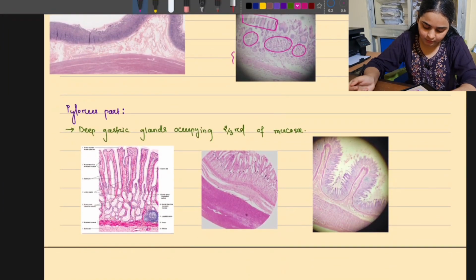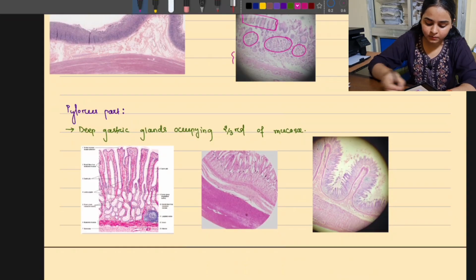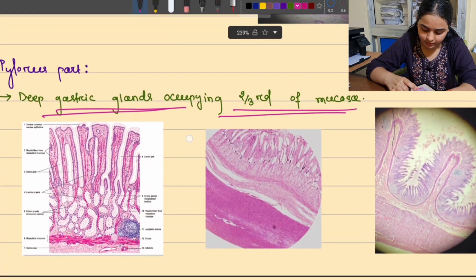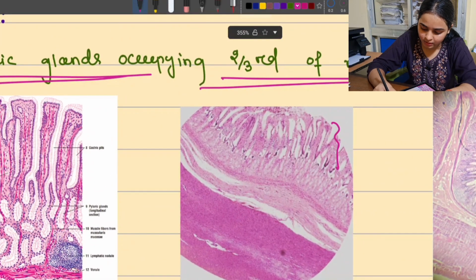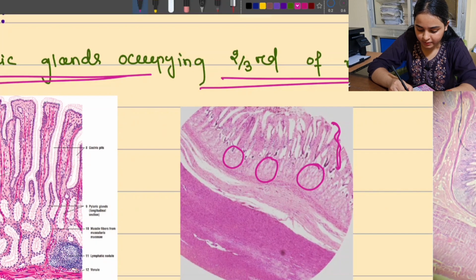Now let's come to the pyloric part of the stomach. The only difference is the gastric glands are deeper in the pyloric part than in the fundus part. The deep gastric glands occupying 2/3 of the mucosa are present in the pyloric part. As you can see here, these are the gastric pits. They are present in the 2/3 of the mucosa, but in the fundus part it is only occupying the 1/4 of the mucosa, and the gastric glands are present below the gastric pits.